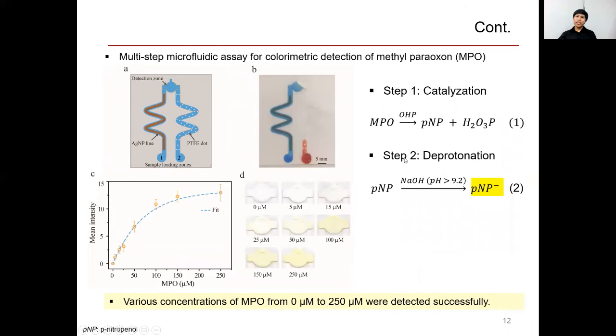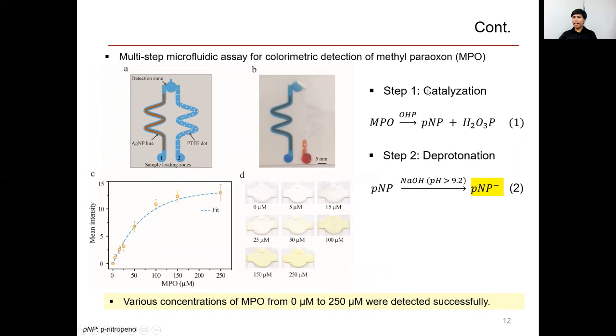Also, we demonstrate another type of application, which is multi-step, which we mentioned earlier. We can control the flow and get the sample delivery sequentially. This time, we did colorimetric detection of methyl paraoxon. Methyl paraoxon is a toxic chemical that people use as a chemical warfare simulant. So this can be detected in 2 steps.